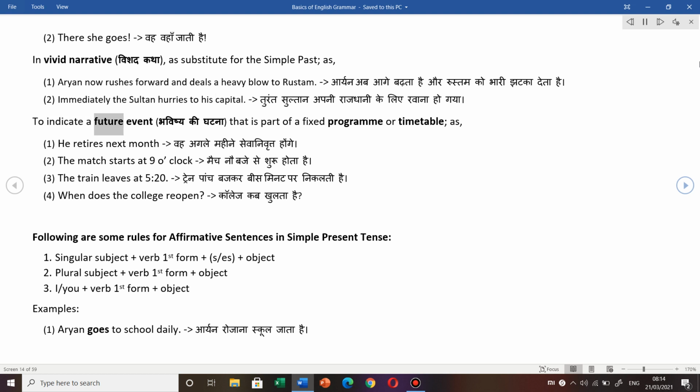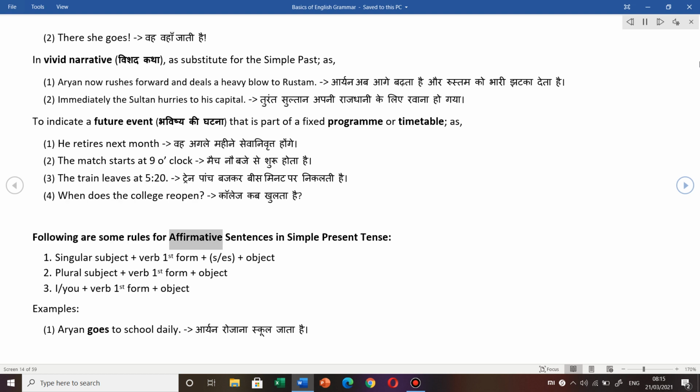To indicate a future event that is part of a fixed program or timetable, as he retires next month. The match starts at 9 o'clock. The train leaves at 5:20. When does the college reopen?